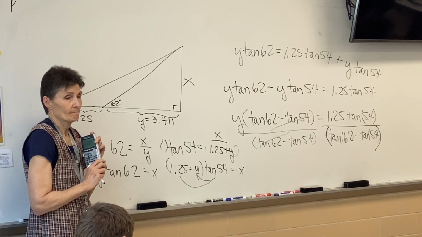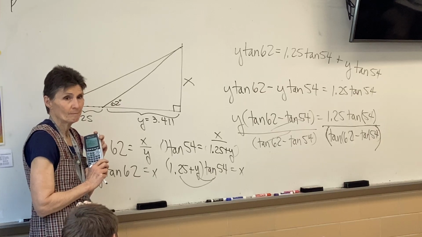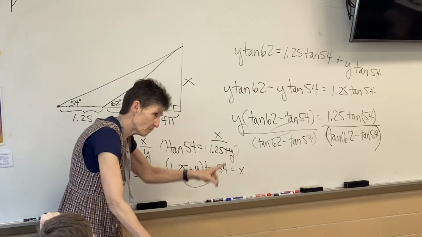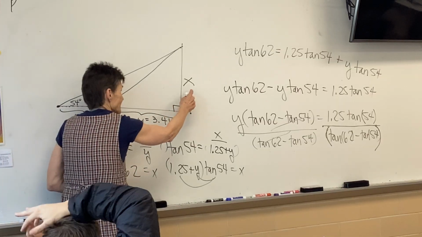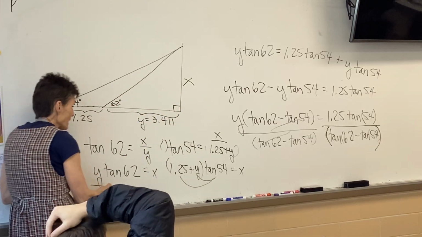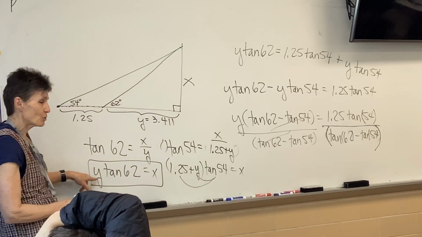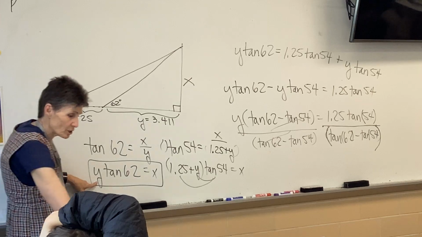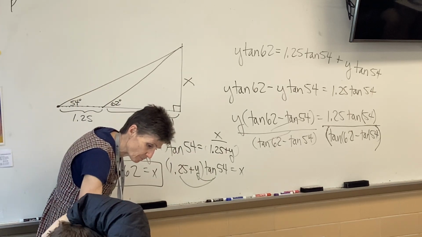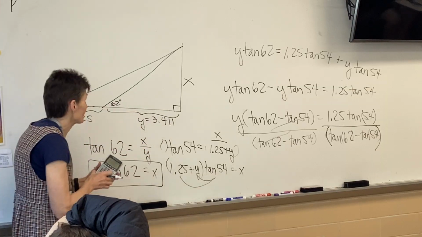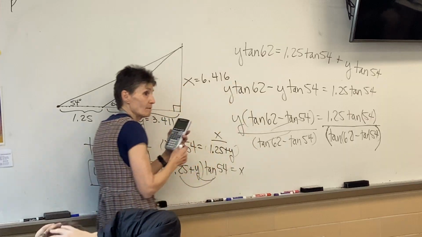What did you get? Does that sound right to anyone? Okay, be careful, that's not the answer to the question. The question is, what's X? So look right here. In your calculator, you have Y. So just hit times tangent 62. And X is 6.416.